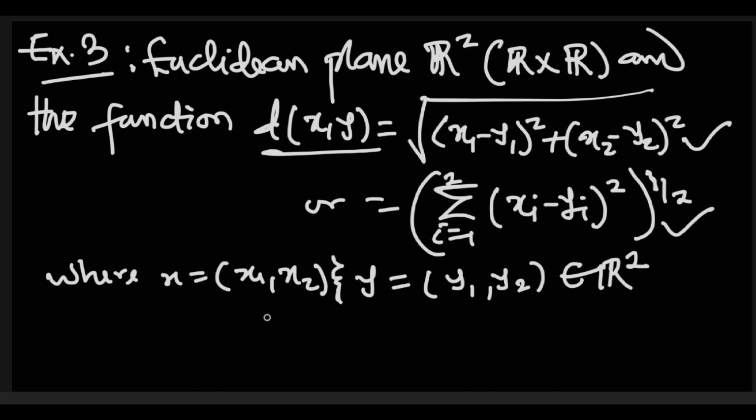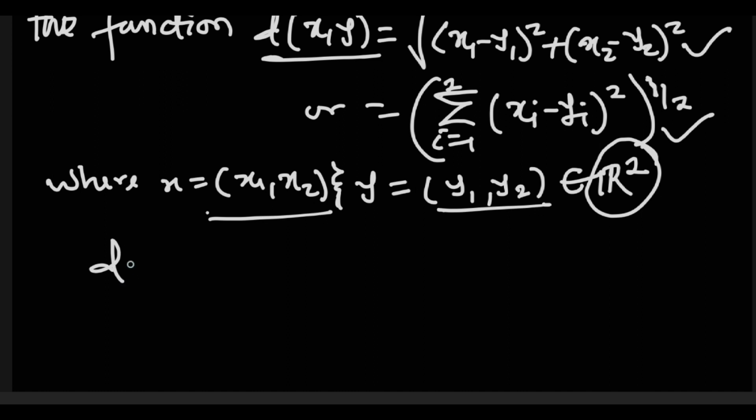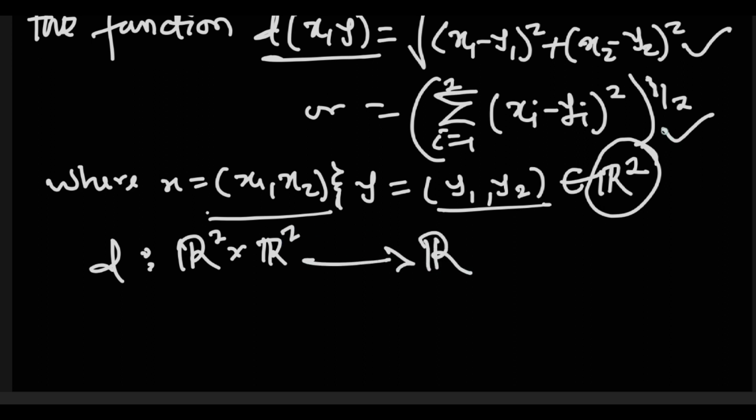So remember, each x, y is in R2, so that shows they have two components each. That is what R2 means. So when we are talking about x, you are not just using x, you are using x1 and x2. So that shows this function is from the Cartesian product R2 times R2, which goes to R, right? It goes to R.